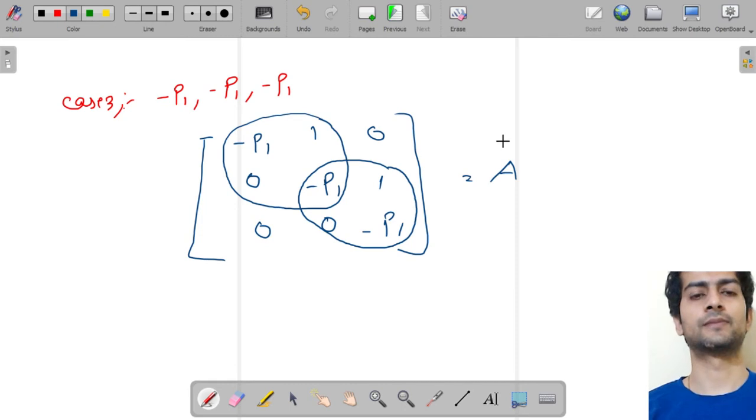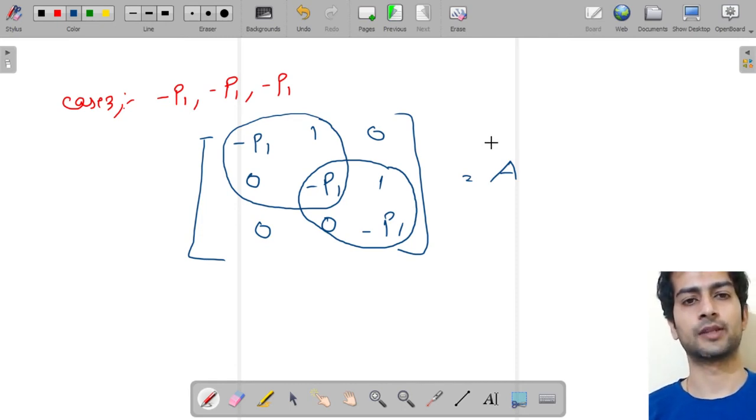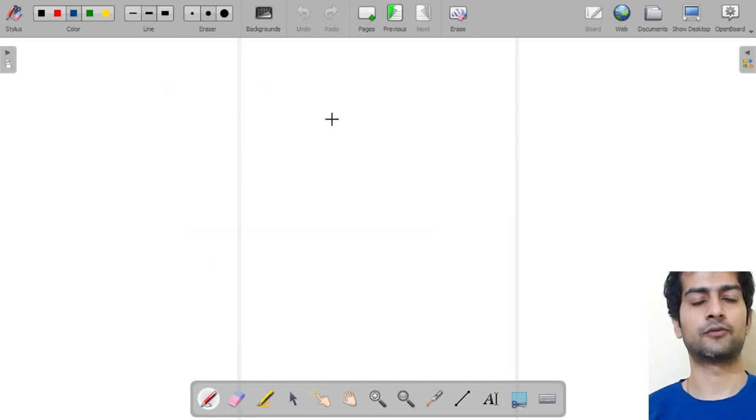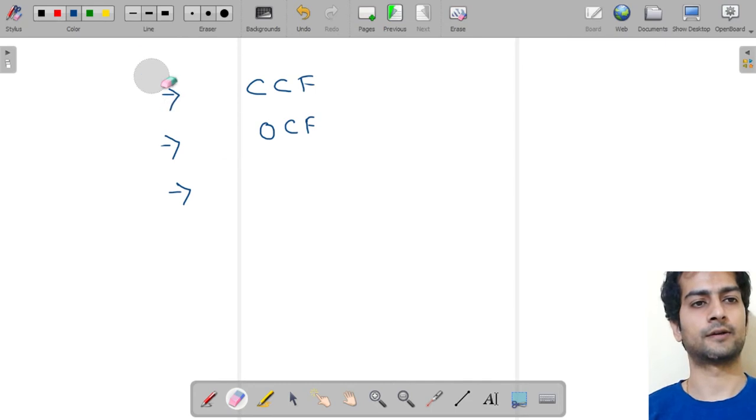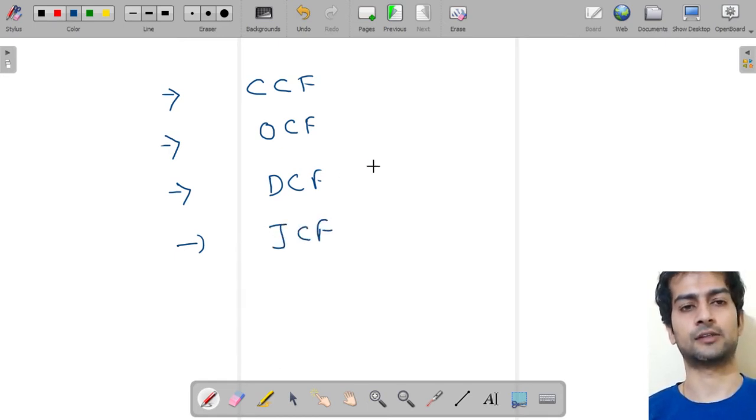So this is our JCF. You need to identify canonical forms. What we have seen are four types of canonical form. CCF, we have seen. OCF, we have seen. DCF, we have seen, and JCF, we have seen.